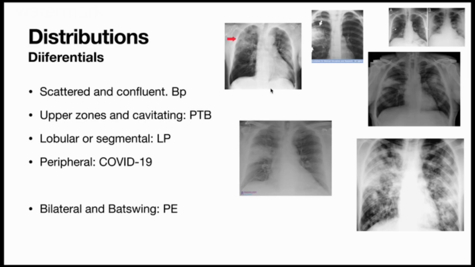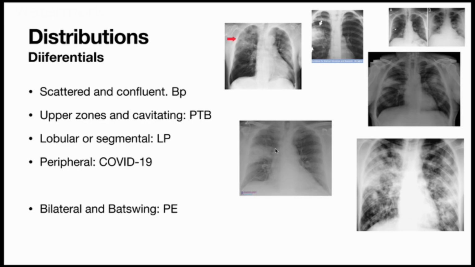When these alveolar opacities are confluencing, and they're mainly scattered like they are in these images, as you can see even here, then we can say this is bronchopneumonia, okay? Because they may be confluent, but they are scattered. And if they are in the upper lobe and cavitating, then we can say this is cavitating bronchopneumonia, which we see in TB, okay, in the upper zones.